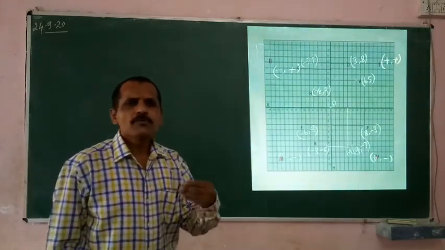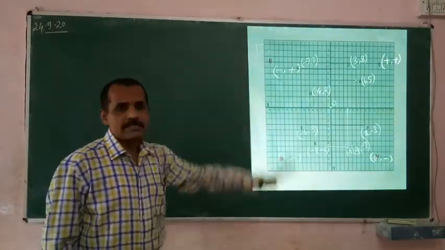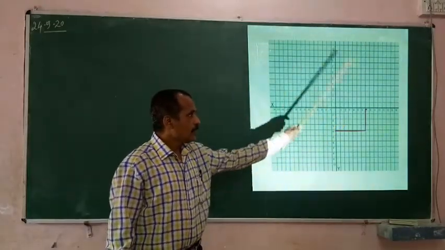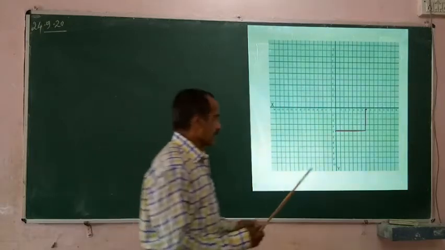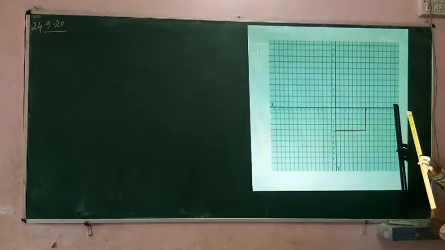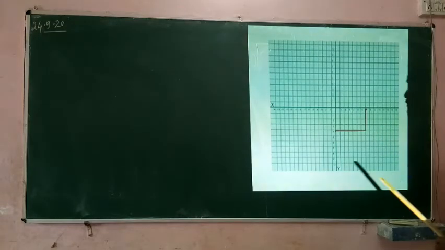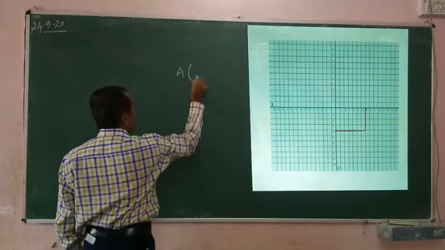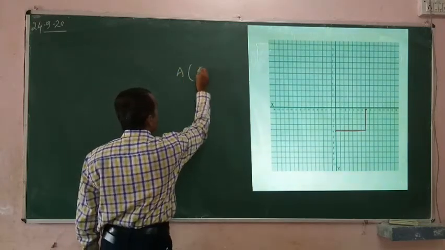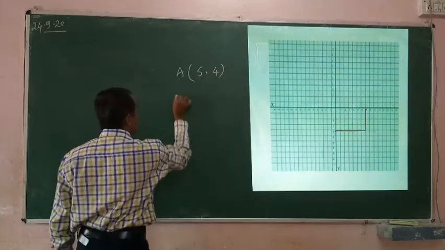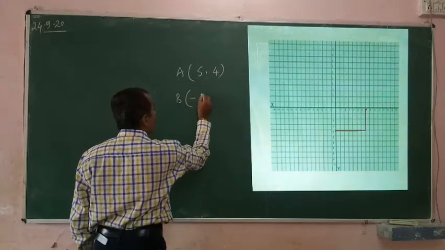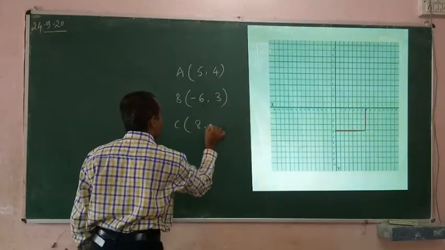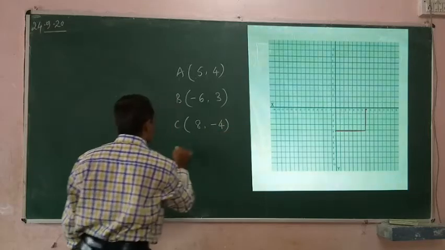Now we will practice few more. Okay, first you note all these things. Okay, students. Now on this Cartesian plane, I will ask you to mark these coordinates. Say A 5, 4. B minus 6, 3. C 8, minus 3.